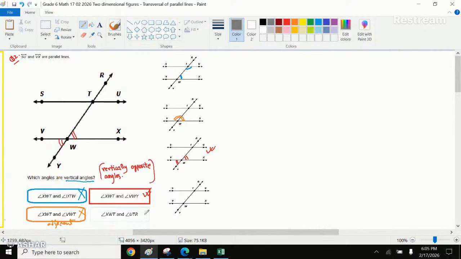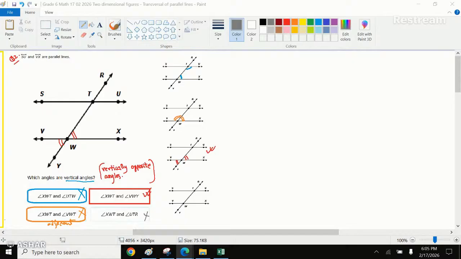Therefore, the last option would also be incorrect. So option number 3, that is XWT and VWY, are the correct answers. Okay, they are vertically opposite angles, or we can say they are vertical angles. Agreed? Let's move ahead to the next question.